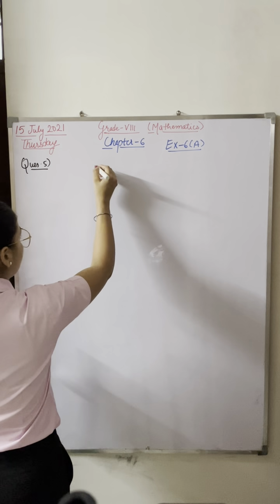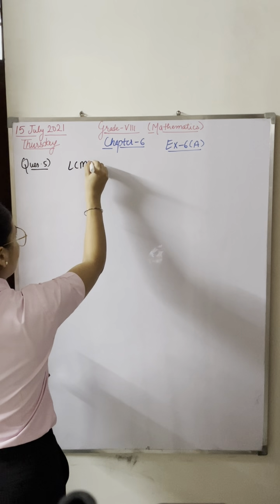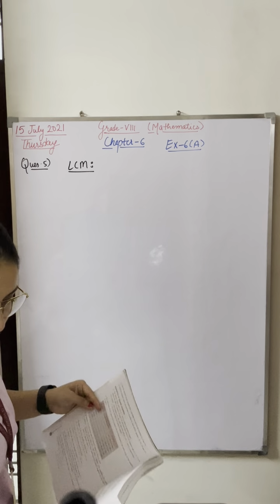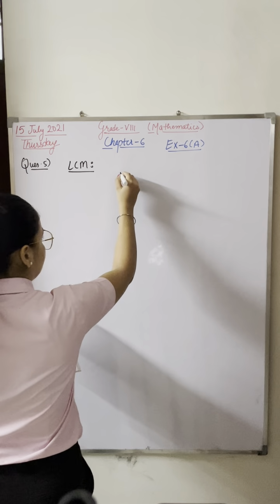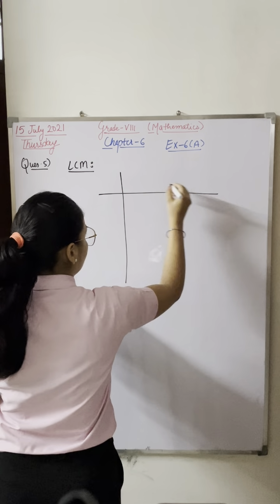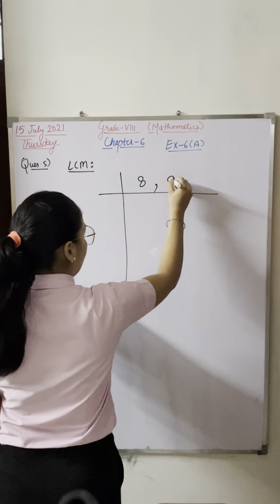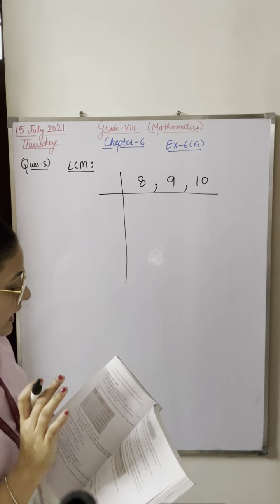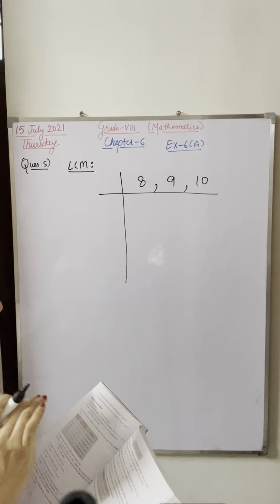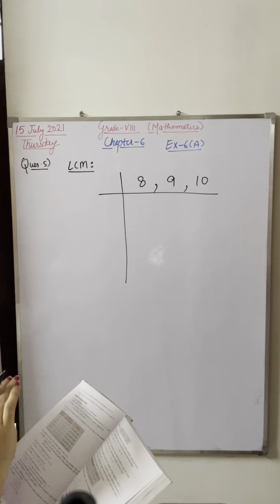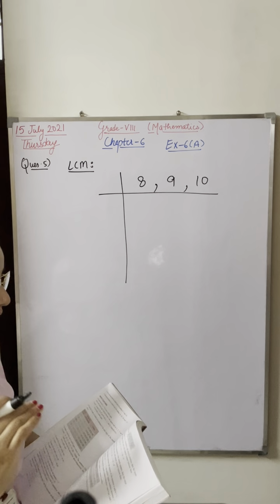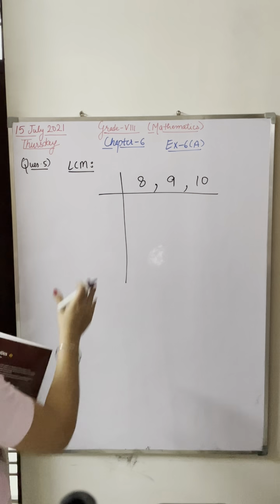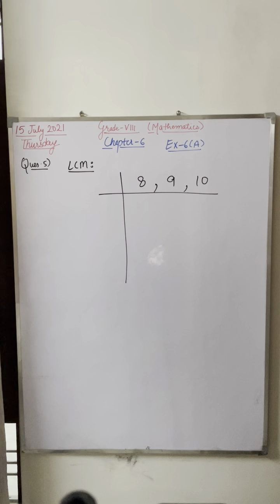First of all, find the LCM. You can write here LCM or you can write prime factorization. Anything you can mention. Now, you have to write these numbers. These three numbers are given to you: 8, 9, 10. The question is: find the smallest square number that is divisible by each of the numbers 8, 9 and 10. So first of all, find the LCM.